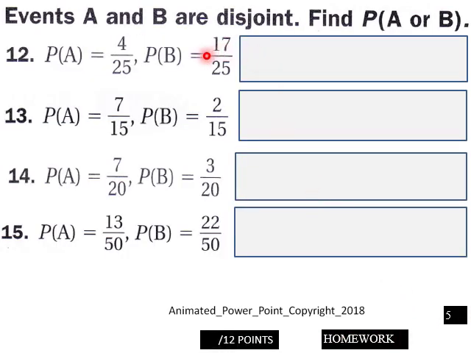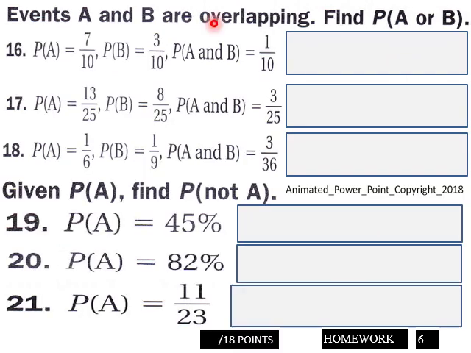Page 5, A and B are disjoint, find P of A or B for these situations here. You got 12 points here for page 5. Page 6, events A and B are overlapping, find probability of A or B here. Then down here, 19, 20, 21, given P of A and find P of not A, and then put your responses over here. And you got 18 points here for page 6.